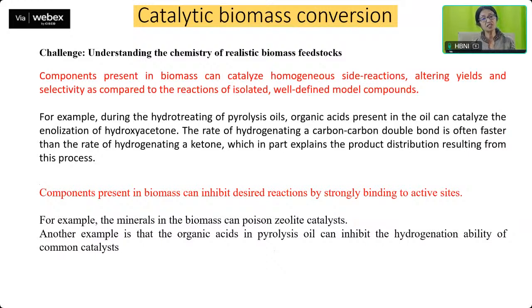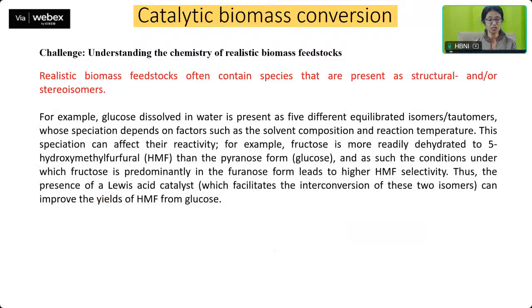Then also, components present in the biomass can inhibit desired reactions by strongly binding to active sites. For example, minerals in the biomass can poison the zeolite catalyst. And similarly, organic acids in pyrolysis oil can inhibit the hydrogenation ability of the common catalyst. So these are the problems associated with it.